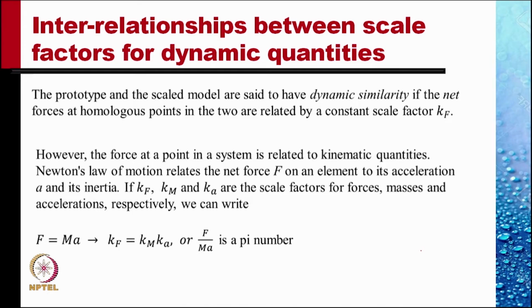Newton's law of motion relates the net force F on the element to its acceleration a and inertia. If Kf, Km, and Ka are the scale factors for forces, masses, and accelerations respectively, we can write F is equal to Ma, which gives us Kf is equal to Km into Ka, or converting into pi number, that F divided by Ma is a pi number.